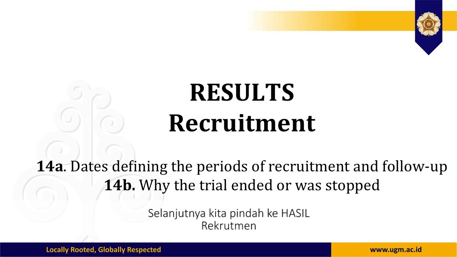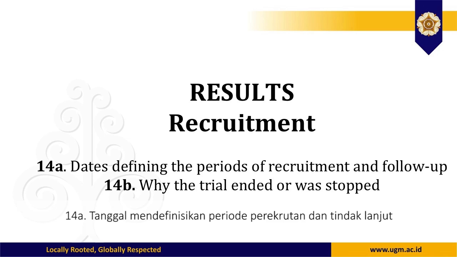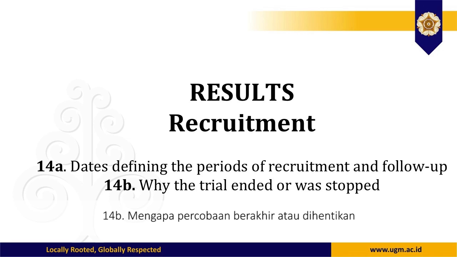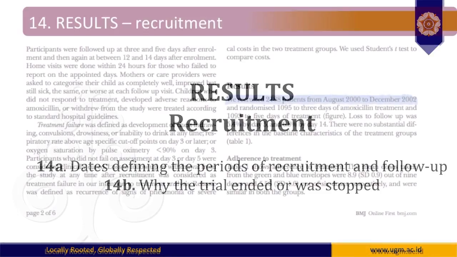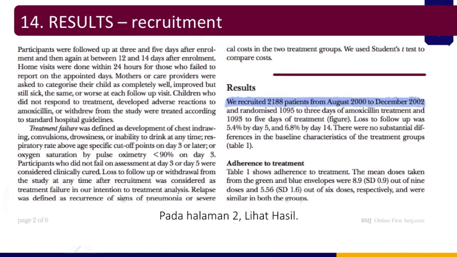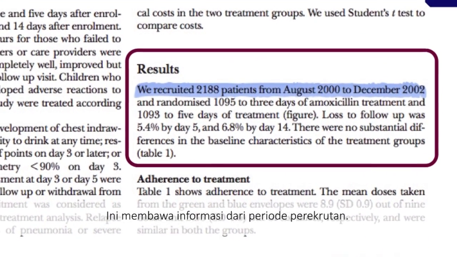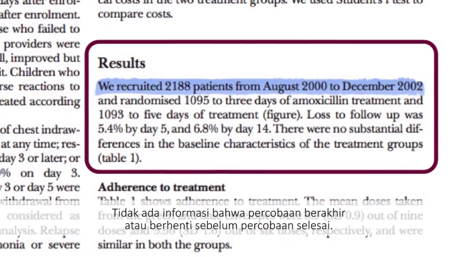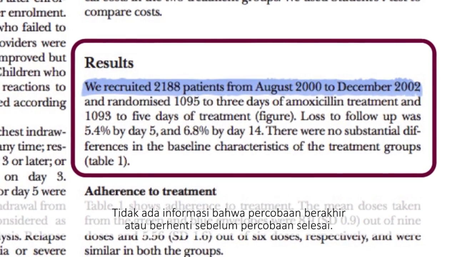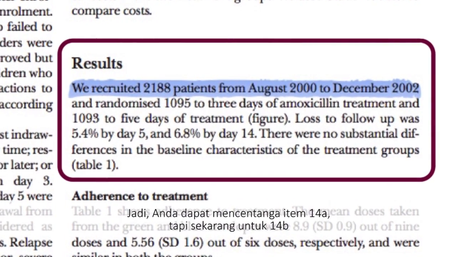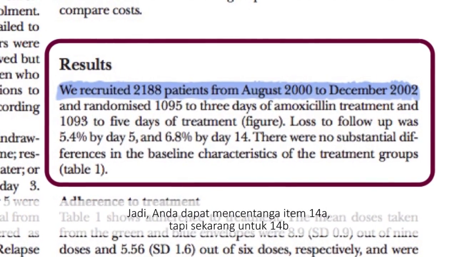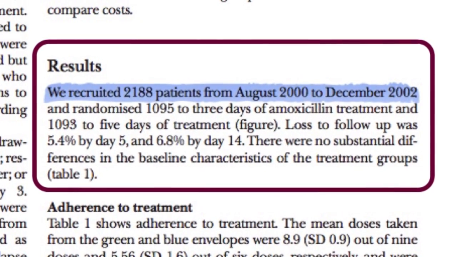Next, we move into results: recruitment. 14A. Dates defining the periods of recruitment and follow-up. 14B. Why the trial ended or was stopped. On page 2, see results. It carries information on the recruitment period. There is no information that the trial ended or was stopped before completion. So you can check off item 14A, but no for 14B.